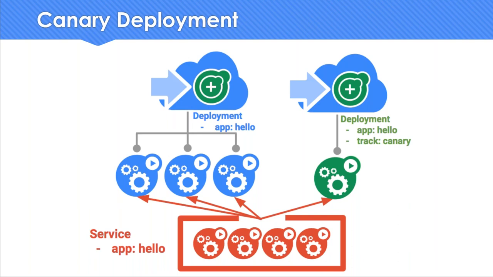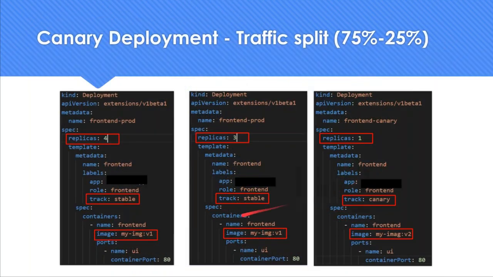You can do this in Kubernetes using your YAML. For example, in your deployment YAML file, this is your 100% traffic, 4 replicas served by version 1. Then you reduce it to 3, 75%. The stable version, version 1, is being served, and 1 replica, or 25% of the traffic, is served by a new canary deployment, which is version 2. So you can play around with your YAML file in this way to do a canary deployment, if it's Kubernetes.